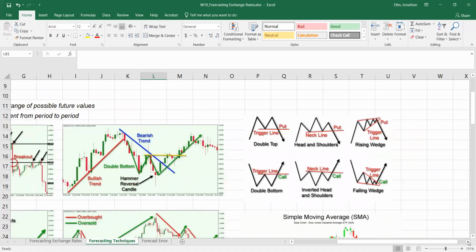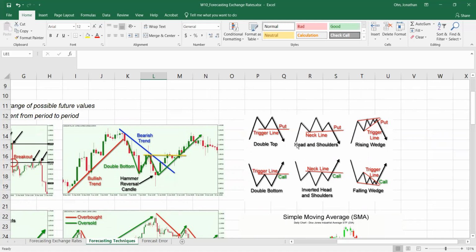As I said, technical analysts try to identify some trend or identifiable pattern. Two famous patterns are here: head and shoulders, and this one, the double bottom. Let me explain briefly.